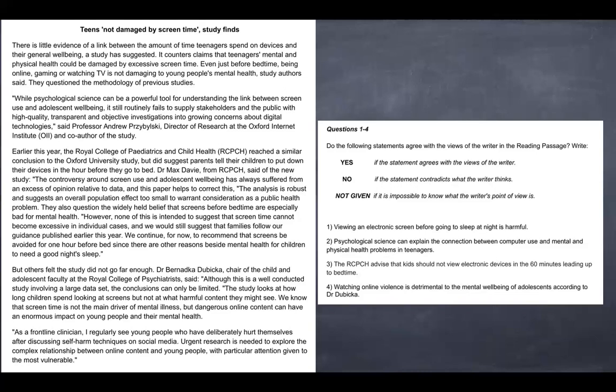Coming to the last one, watching online violence is detrimental to the mental well-being of adolescents according to Dr. Dubika. Now you can see Dr. Dubika is mentioned in the fourth passage directly, so you can jump on to there. I'm giving you half a minute to read that particular passage, and then we'll discuss what the answer is.